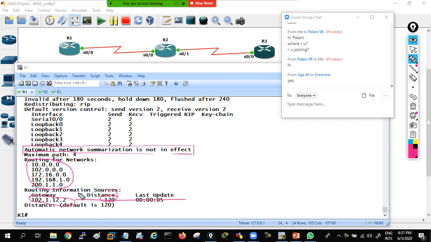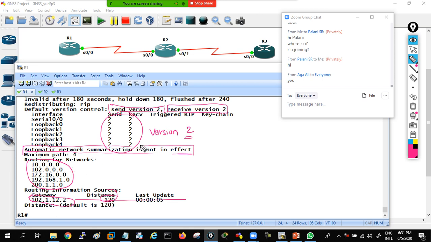And administrative distance is 120, and we are using version 2. Send and receive will use version 2. Whenever you type version 2, it will show that it is sending version 2 updates and receiving version 2 updates. That's what it means. See here, send version 2 and receive version 2. Everybody is okay, guys? So far it's clear for you.